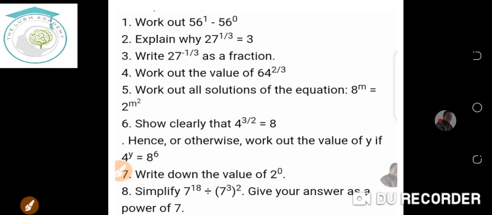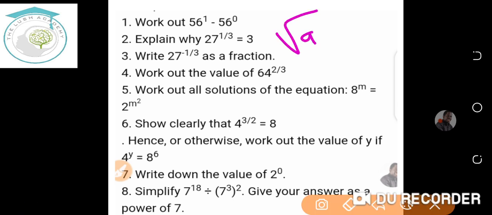Okay, let me take that out. So next up, explain why 27 to the power of 1/3 is equal to 3. I told you in the other video, if you remember, when we said that the law of indices states that anything to the power of 1 over n is the nth root.